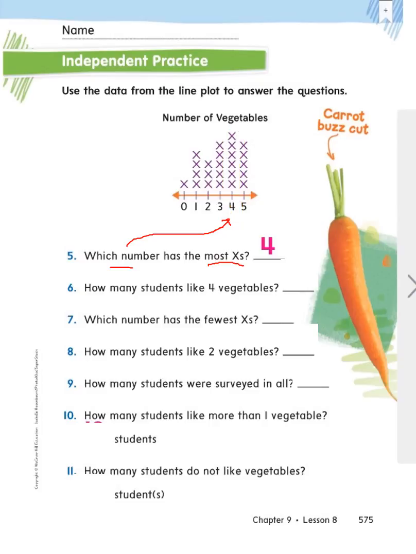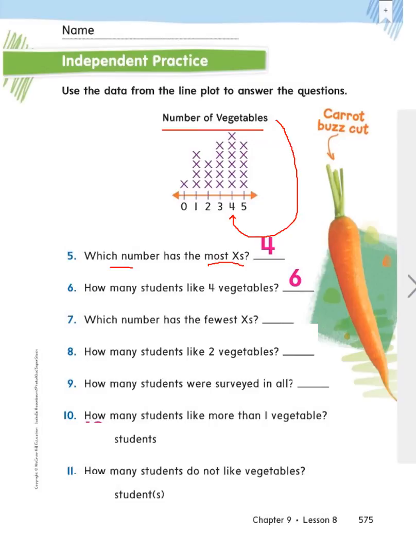Okay, now let's look at number 6. How many students like 4 vegetables? The answer is 6. Again, we go to the number. How many students like 4 vegetables? This is called number of vegetables, and it's asking how many like 4. Now we count the X's.